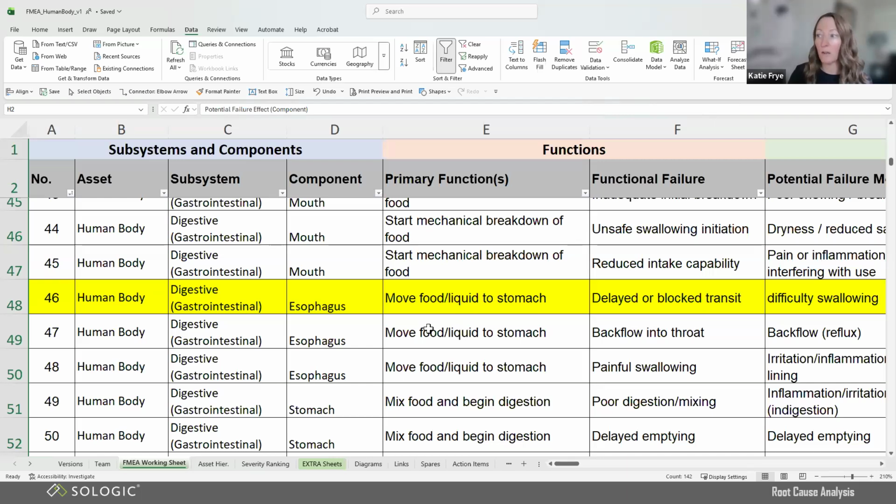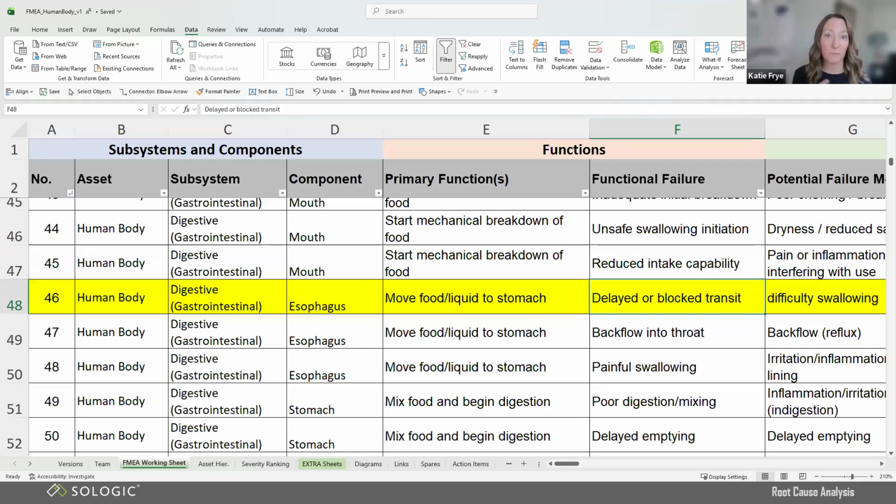The function of the esophagus is to move foods and liquids from the mouth to the stomach. The functional failure is difficulty swallowing, which means it's not meeting that expectation. And then the failure mode describes how that failure could happen. For example, impaired or disrupted movement of food through the esophagus.